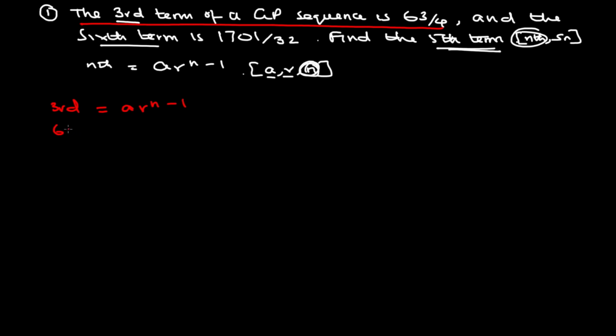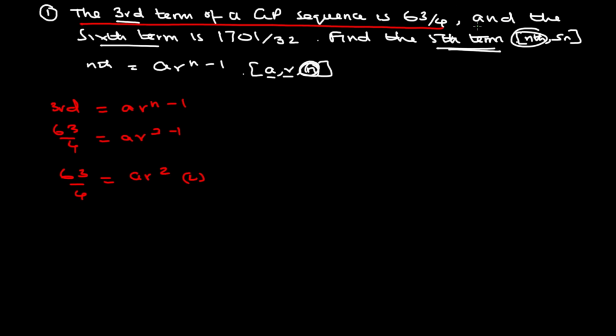So the third here is 63 over 4, not 64 over 4, equal to A, they haven't given us, R, they haven't given us, but the N this time is 3 minus 1. So we can say 63 over 4 equal to AR^2. Okay, so this first part we've handled. This will become our equation number 1. Then we go on and look at the second portion.